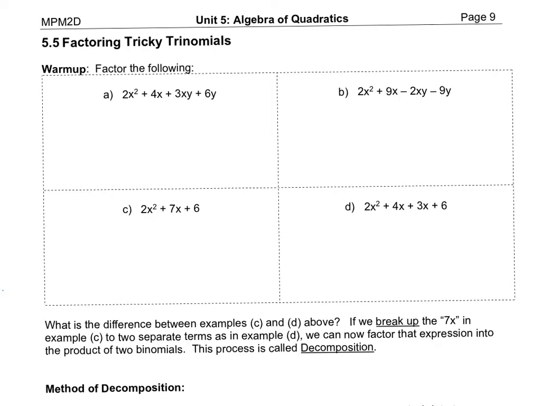Today's lesson involves factoring tricky trinomials. And trinomial, of course, means three terms. The tricky part is that there isn't a 1 in front of the x squared term this time, and it can't be factored away from all of the terms.